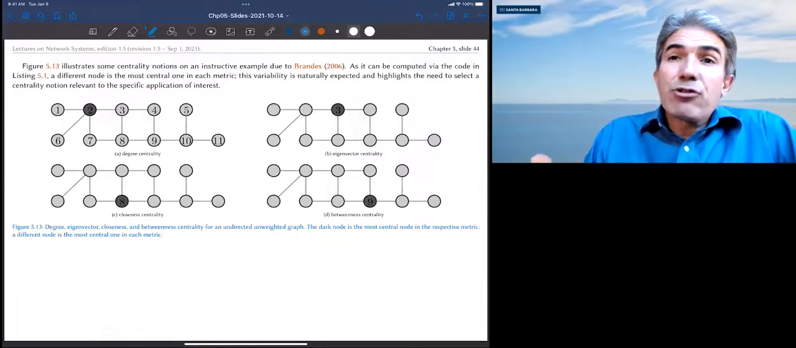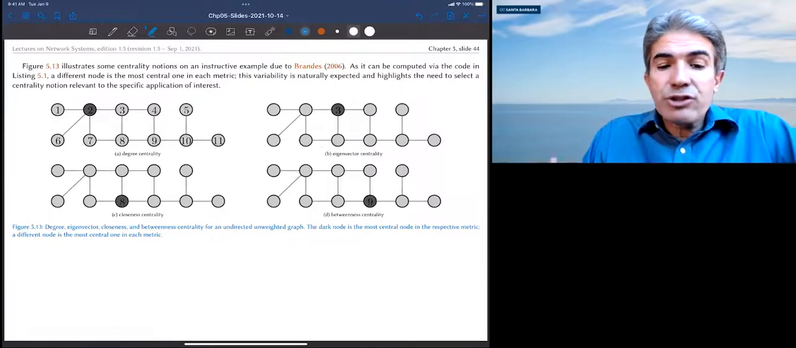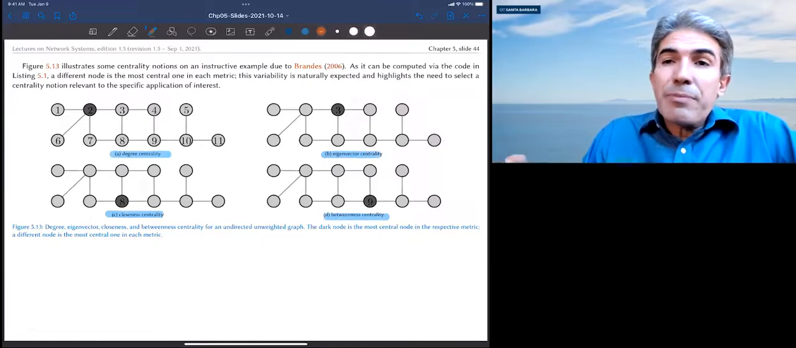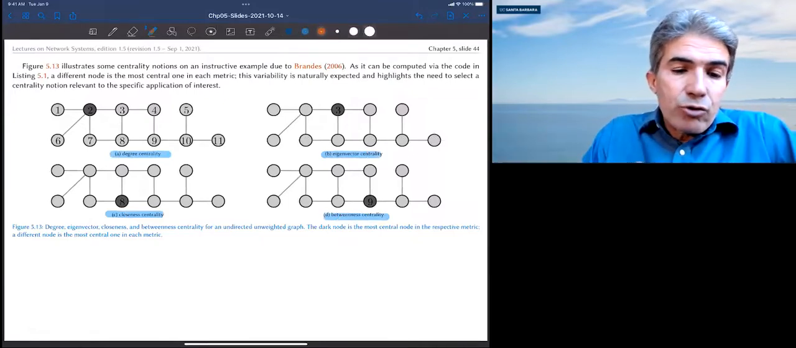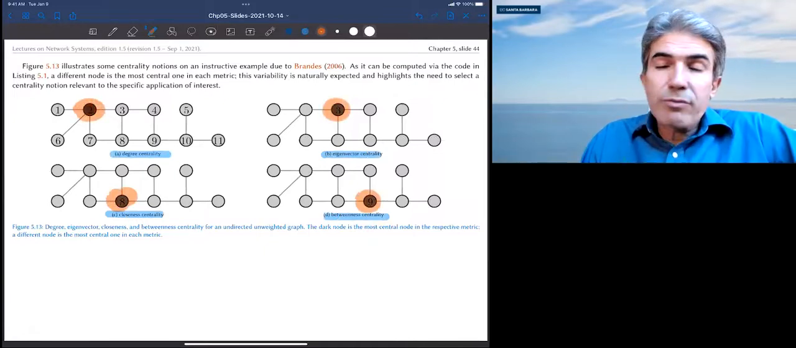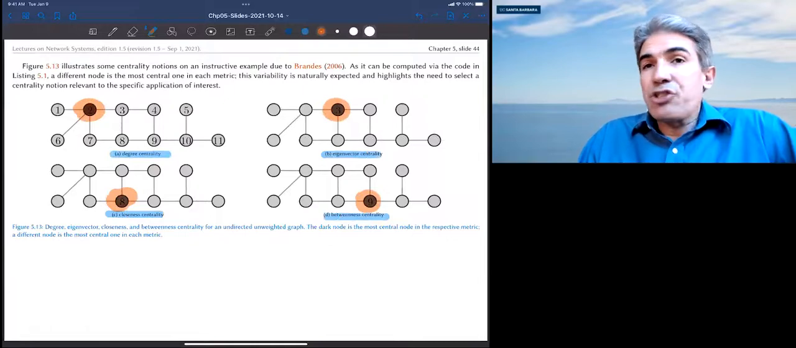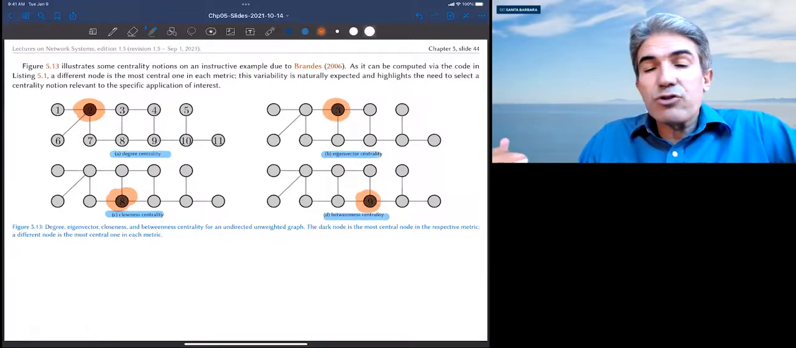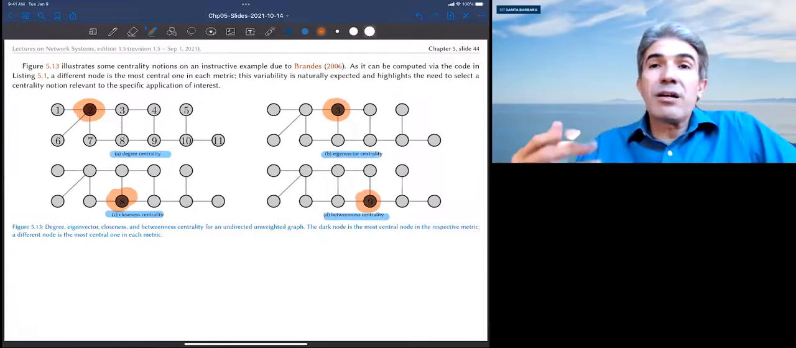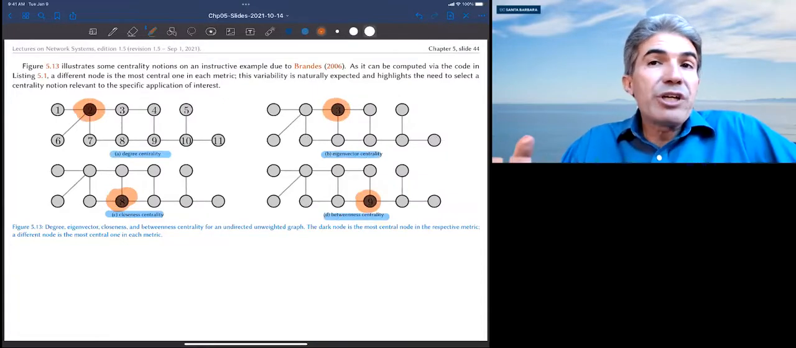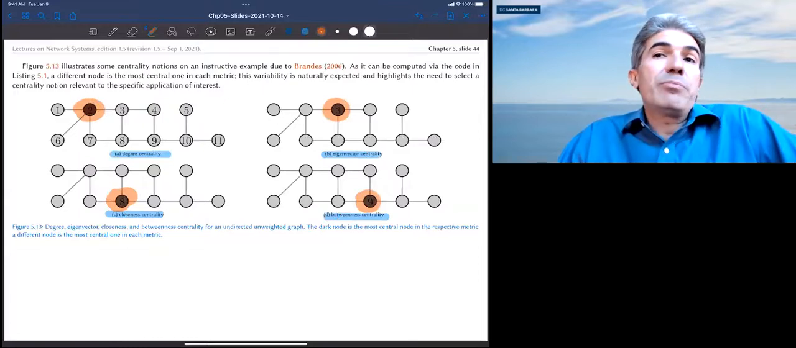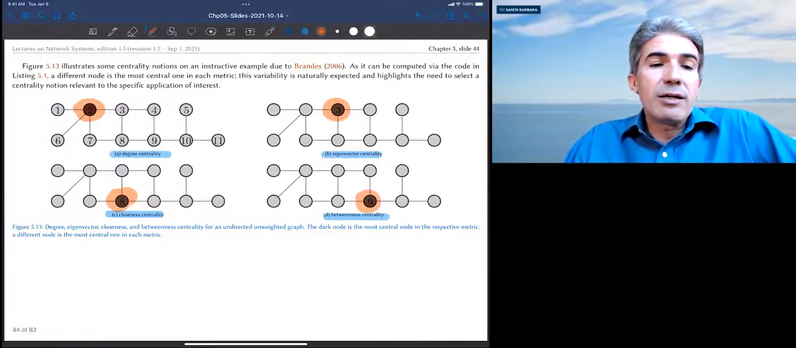And here's just a picture, due to Dr. Brandes, that takes the same graph, undirected, unweighted, and shows that if you use different notions of centrality, the node that ends up having the largest centrality changes, right? So these are different notions of centrality. So when you are tackled with the problem of defining which nodes are most important, you need to be careful. You can use one of those notions, but you are going to get an answer that very much depends upon which technique you have adopted.